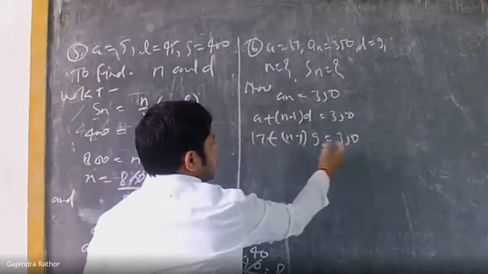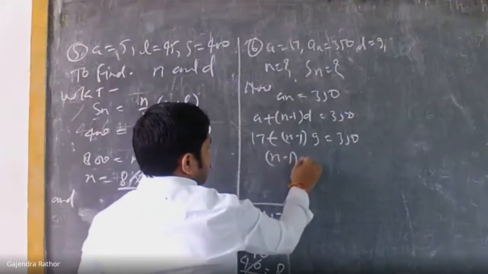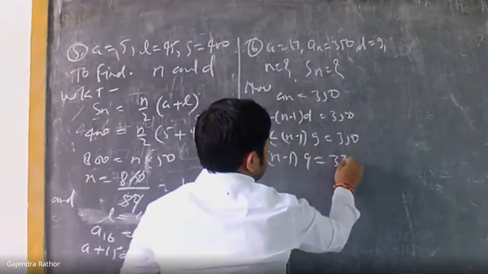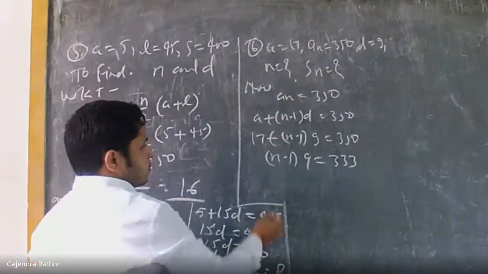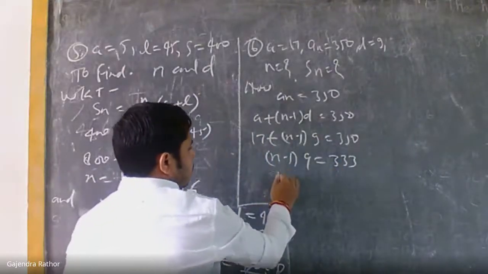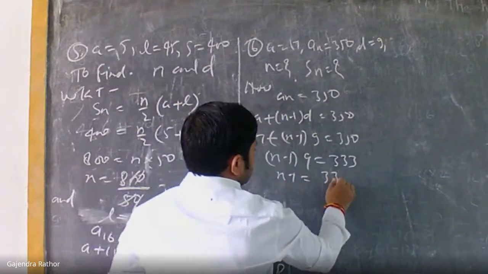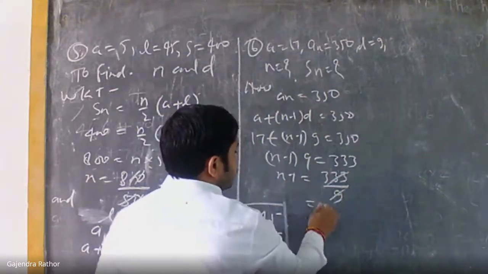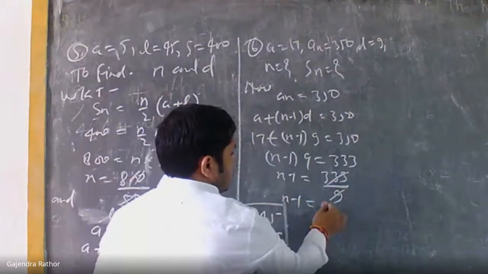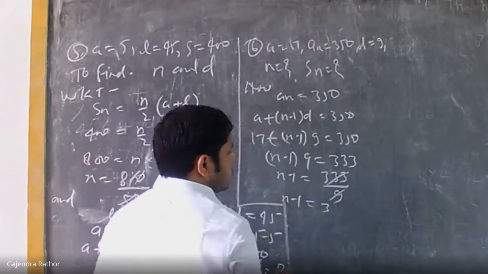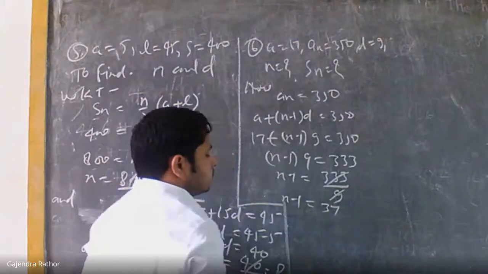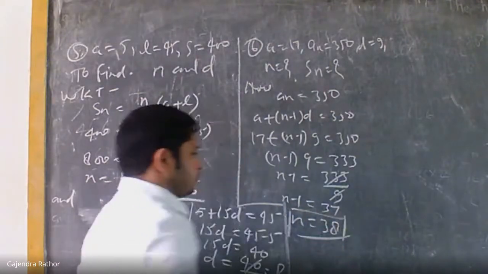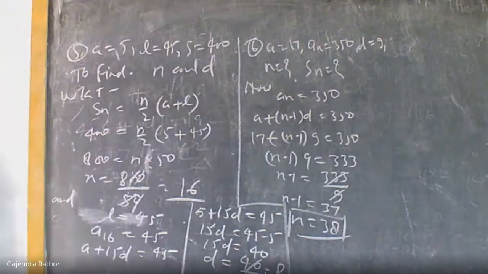Transfer 17 to the RHS, remaining (n minus 1) into 9 equals 350 minus 17, which is 333. Now n minus 1 is equal to 333 divided by 9. So cancel. 9 threes are 27, 6 remaining. 9 sevens are 63. So n is equal to 38. One value we got, n is equal to 38.